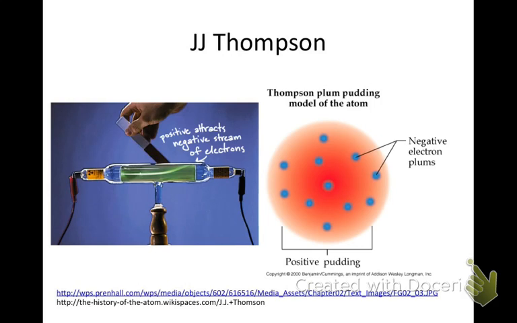I like to picture this, since we don't really eat plum pudding anymore, it's more like a chocolate chip cookie. The negative chocolate chip pieces surrounded by a bunch of cookie batter, that would be your positive substance to balance out the charge. But this is an outdated model of the atom as well. It's just one that I know most of you have heard about.